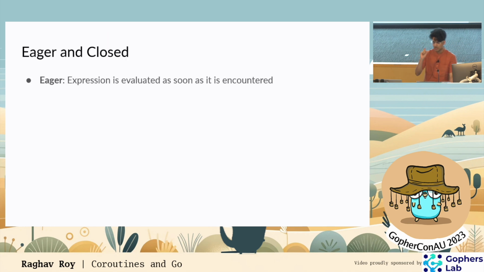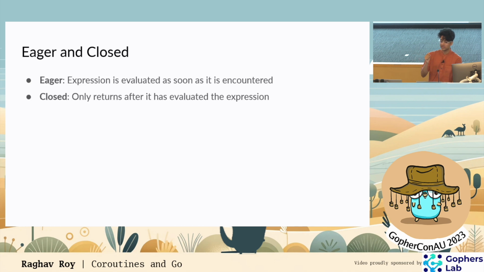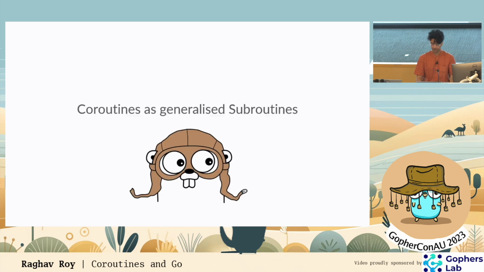So yeah, another thing is eager and closed. Depending on where you're looking, these definitions change, but for the context of this talk, when I say eager, I mean expressions that are encountered by a subroutine are evaluated as soon as they're encountered, and closed means that it only returns after it has evaluated the expression. So it can't sort of suspend itself in the middle of an expression.